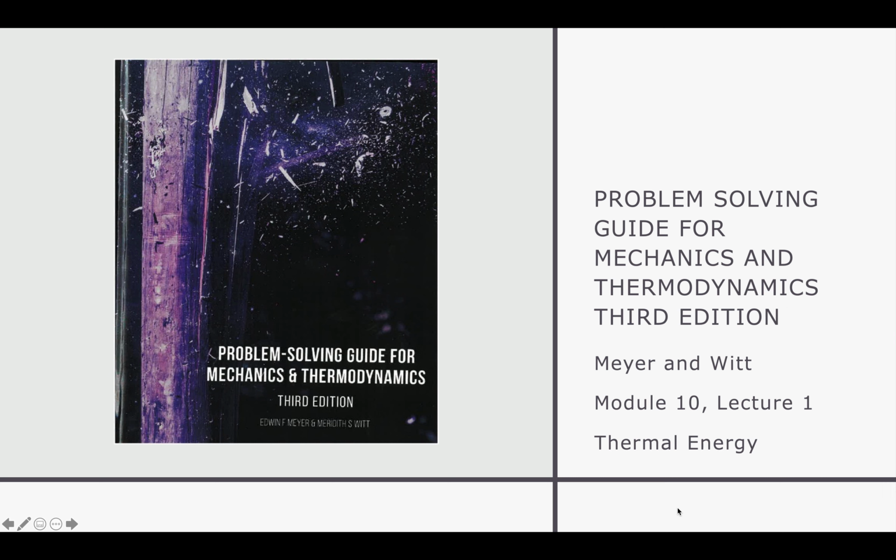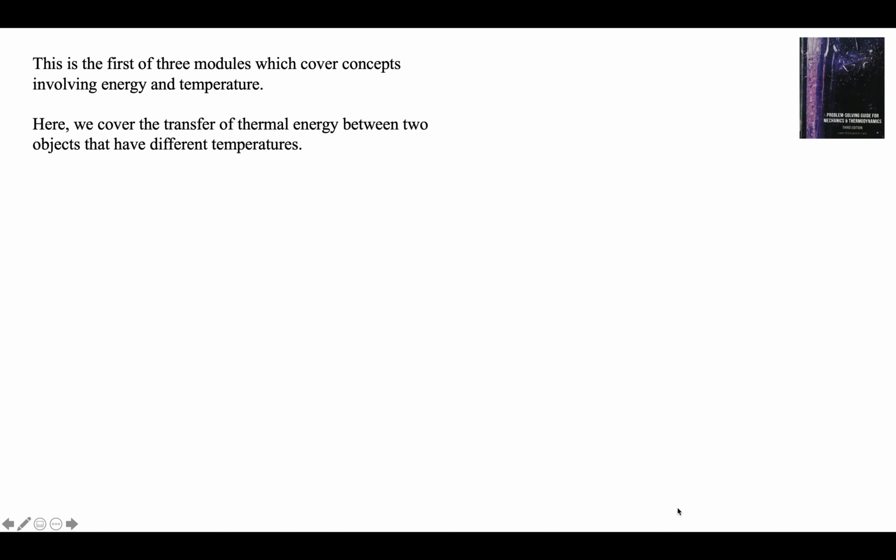This is Lecture 1 from Module 10 in the book Problem Solving Guide for Mechanics and Thermodynamics. This is about thermal energy and the transfer of thermal energy between two masses. This is the first of three modules which cover a concept involving energy and temperature. Here we're going to cover the transfer of thermal energy between two objects that have different temperatures.